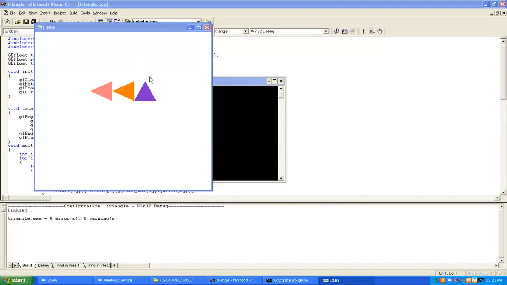You can clearly see this was my triangle. From the origin, it has been rotated by 90 degrees. This angle is 90 degrees, and keeping the point x y constant, it has rotated again. So this is rotation about the origin, and this is rotation about the fixed point.